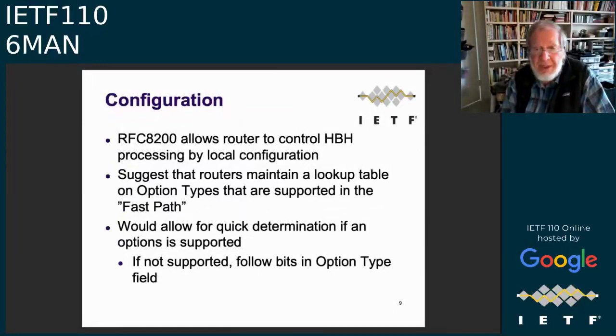And, as I said, RFC 8200 allows control of hop-by-hop processing by local configuration. So I'm just suggesting that routers maintain a lookup table based on option type. It would be very easy and quick to see if an option is supported in the router, and if not, follow what it says in the bits in the option type field, whether to just drop it or to skip it. Next slide.